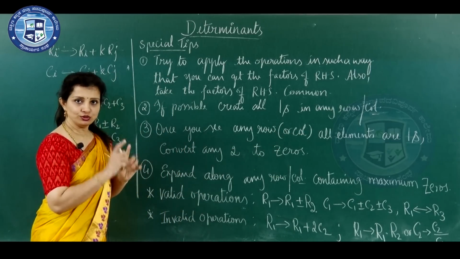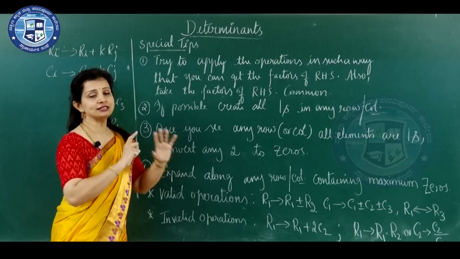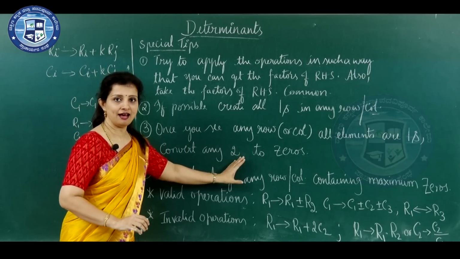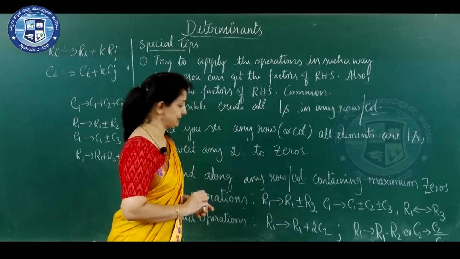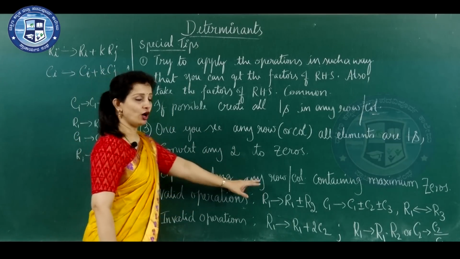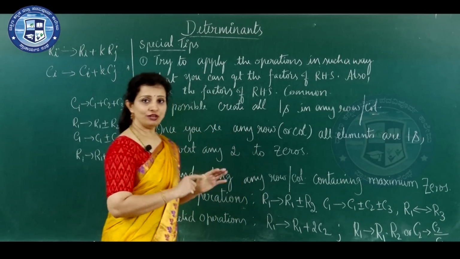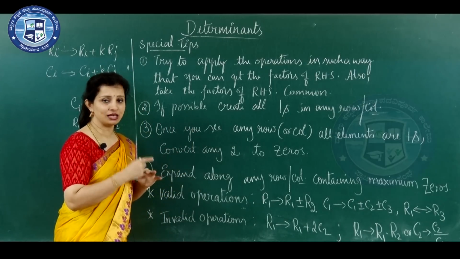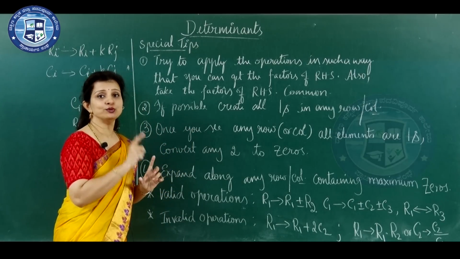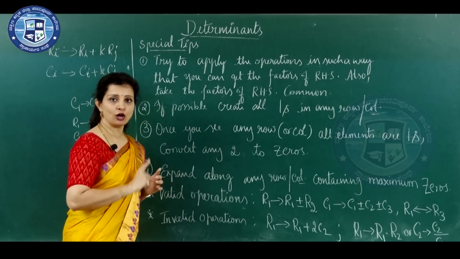If you have two zeros in any row or column, just expand it, and you will get the answer, the RHS part. So finally, expand it along the row or column containing maximum zeros. Which row has maximum zeros? Expand the determinant using that row or that column.